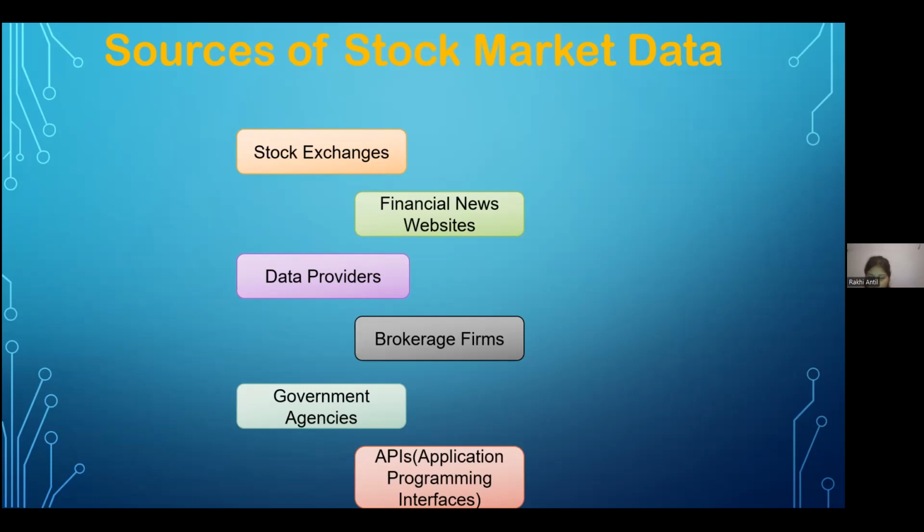Fourth is brokerage firms. Many brokerage firms provide access to real-time and historical market data to their clients. Traders and investors can access data through trading platforms offered by these firms. Next is government agencies. Government agencies like the US Securities and Exchange Commission provide public access to regulatory filings, corporate disclosures, and financial reports of publicly traded companies. And last is APIs.